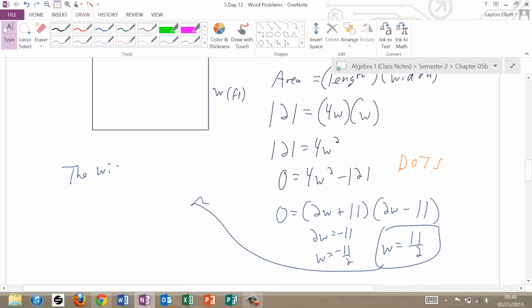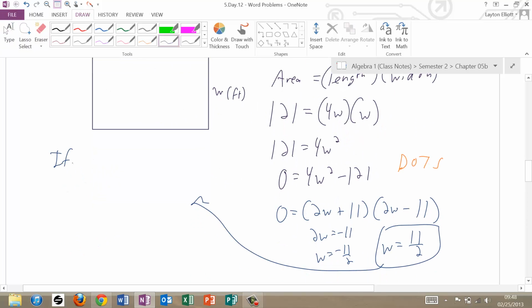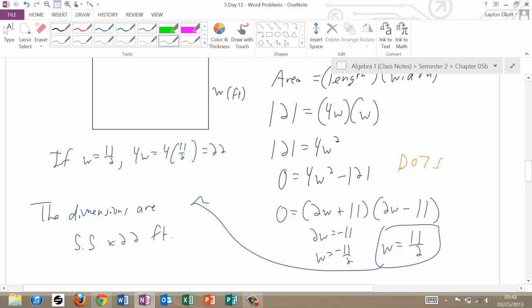The question asks what are the dimensions, so let's figure out what 4W is. If W equals 11 over 2, 4W is equal to 4 times 11 over 2, which is 22. So I can say the dimensions are 11 over 2 is 5.5 by 22 feet.